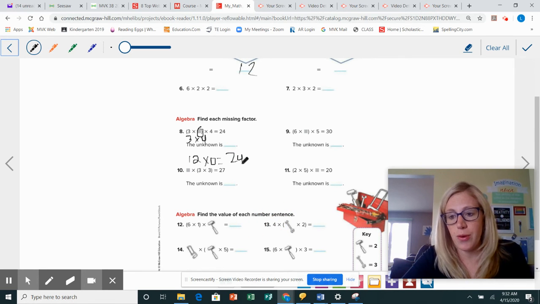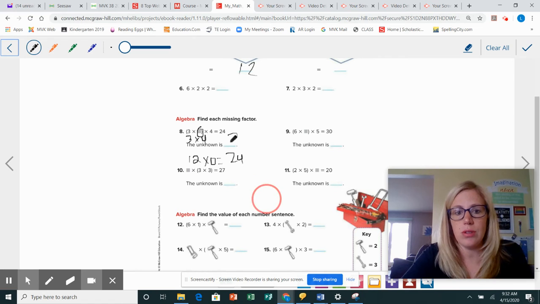How many 12s are in 24? You can use a multiplication chart to help you. You can add 12 until you get to 24. You should get 2.